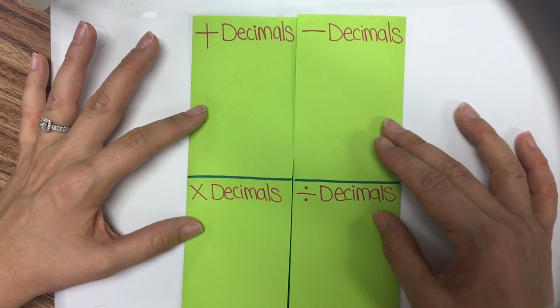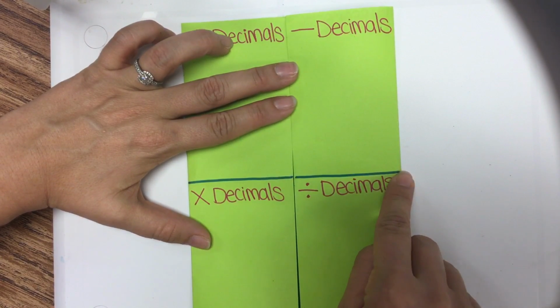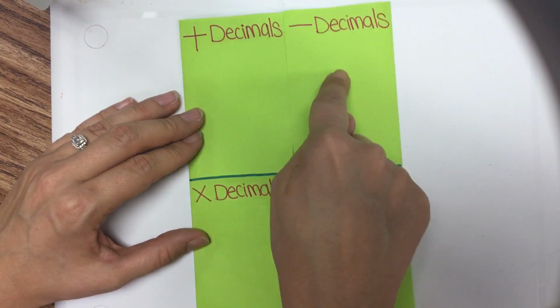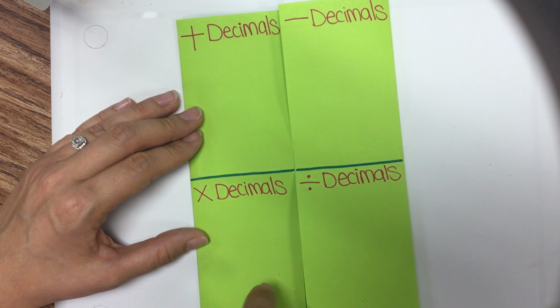Now here's the layout that it should look like. In the front, you need to put your two lines on your folds in the front, and then it's going to be adding decimals, subtracting, multiplying, and dividing decimals. So that's what the title page looks like.